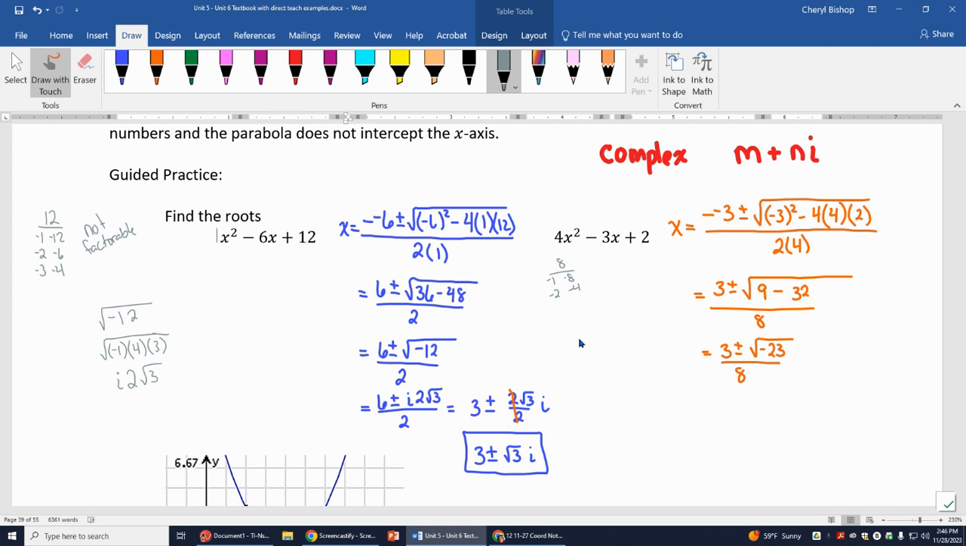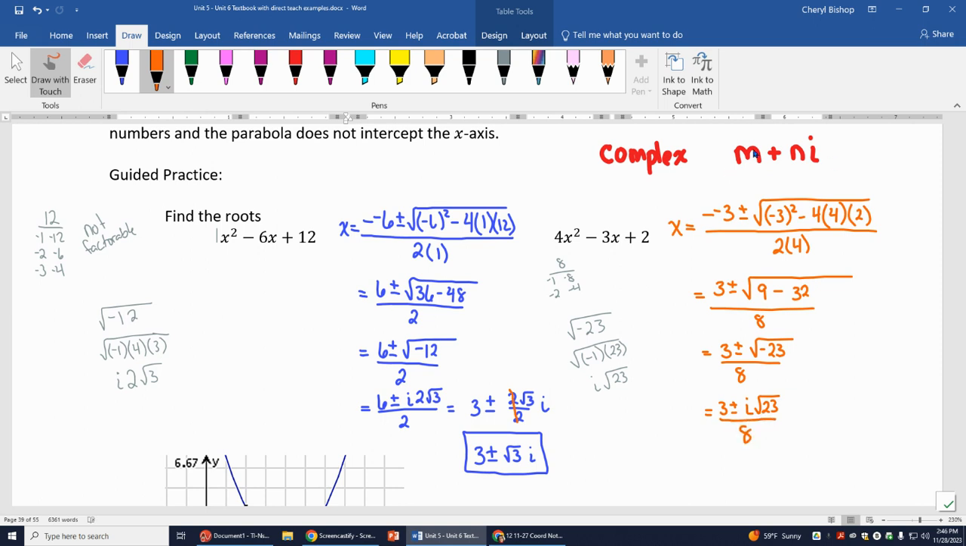Now if I were to come off to the side and think about the square root of negative 23, oh, excuse me, 23 is a prime number. Nothing divides into 23. So I can only split this into negative 1 times 23. And then I know that negative 1 is going to come out as an i, and I'm going to be left with my 23 inside. Okay, so going on, I'm going to have 3 plus or minus i square root of 23, that's an i, over 8.